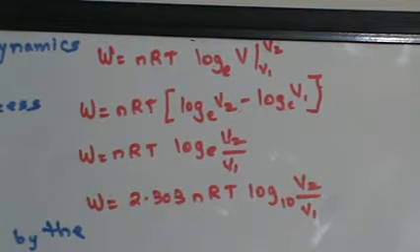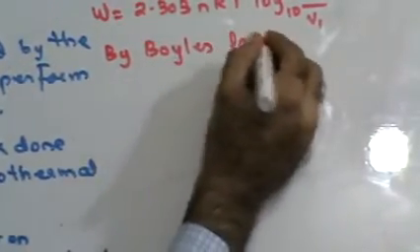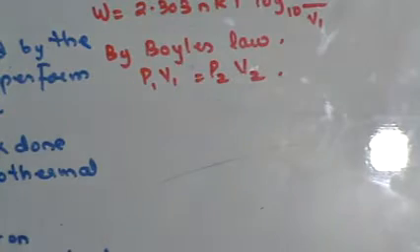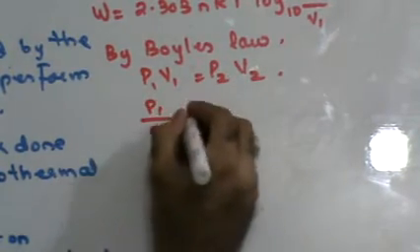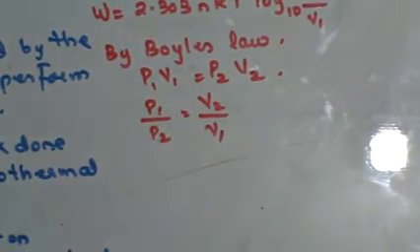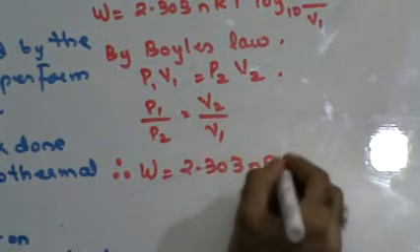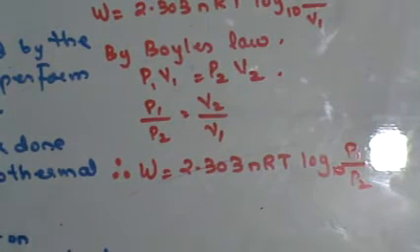Now, if I apply Boyle's law to this. Boyle's law states that at constant temperature, PV is constant, that means P1 V1 is equal to P2 V2. Therefore, I can say that P1 upon P2 is V2 upon V1. Substitute this. Therefore, work done is 2.303 nRT log of P1 upon P2 to the base 10.